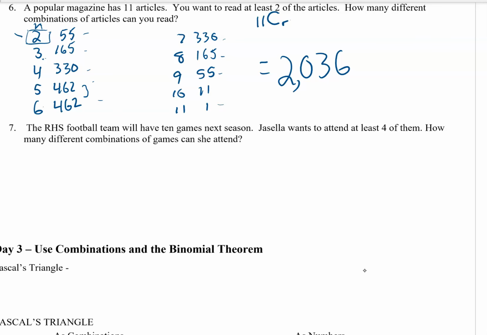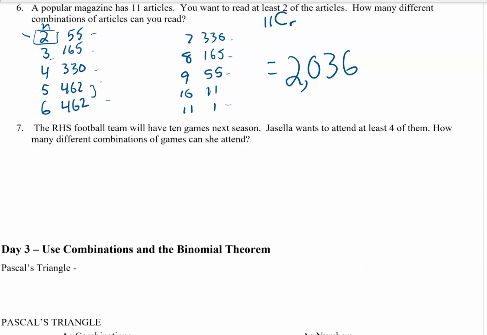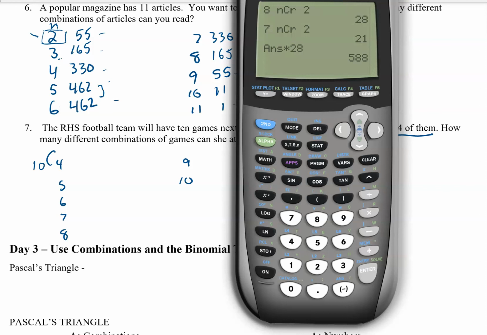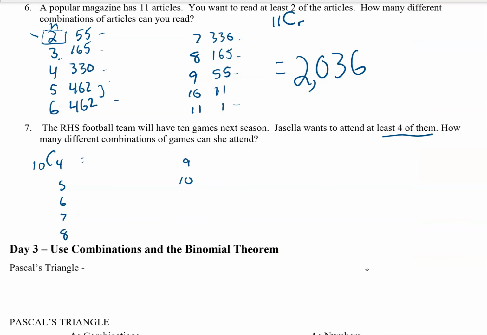Next, Reno High School football team will have 10 games next season. Gisela wants to attend at least 4 of them. At least 4. So, how many different combinations of games can she attend? Well, 10 choose 4. She could choose 5, 6, 7, 8, 9, or 10. If she wants to watch exactly 4 of them, 10 choose 4, enter. 210.